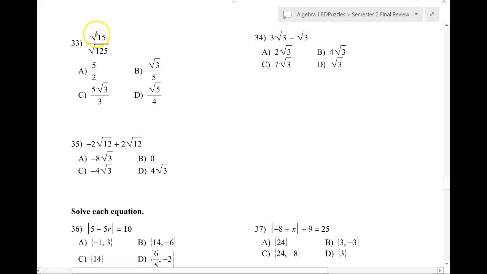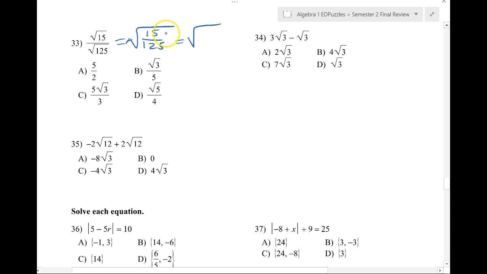Okay, so now with this one, when you have a square root on top of a square root, the nice thing about it is that you can combine them together. So this is also equal to the square root of 15 over 125. Okay? So what I can do with that is I can cancel out some factors here, because I can reduce that fraction inside of it.